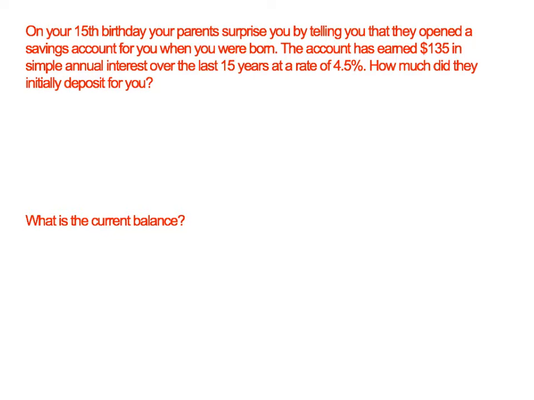So what am I going to use here? Well, let's see. It earns simple annual interest, 15 years, a rate of 4.5%. It really seems like, to me, we're going to use I = PRT. And so let's see if that's going to work out. I stands for interest. Do I know the amount of interest? Actually, this time, the account has earned $135 in simple annual interest. I know what I is. Interesting. Let's just keep filling in.